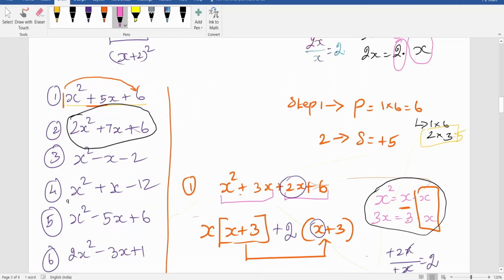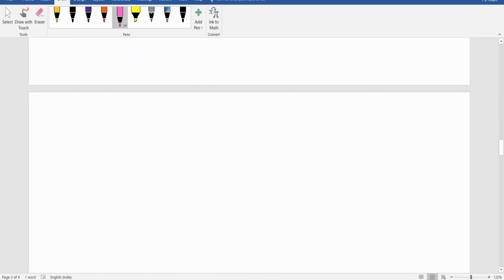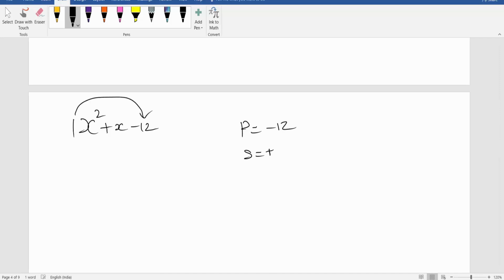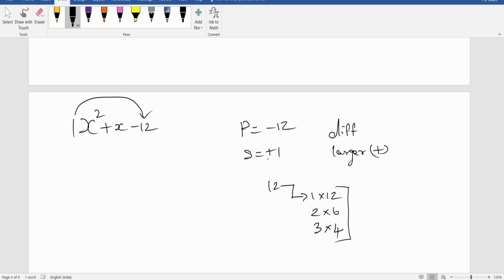We have x square plus x minus 12. Again, my product is minus 12, 1 into minus 12. My sum is plus 1. So since my product is negative, I have to find the difference between the two numbers and my larger number is positive because sum is positive. Now the factors of 12 are 1 into 12, 2 into 6, 3 into 4. Now, whose difference will be 1?